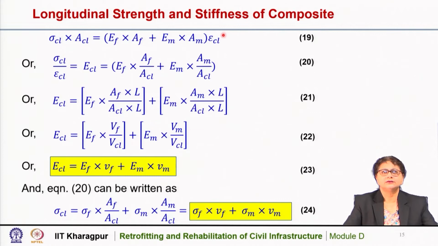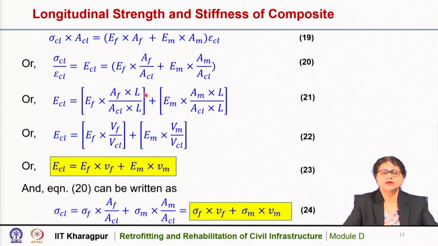Now, by putting this epsilon CL on the left side and ACL on the right side, we get ECL. This is ECL equal to EF into AF by ACL plus EM into AM by ACL. This can also be written as equation 21 by multiplying the length of the composite in the denominator as well as in the numerator in both these components of fiber and matrix.